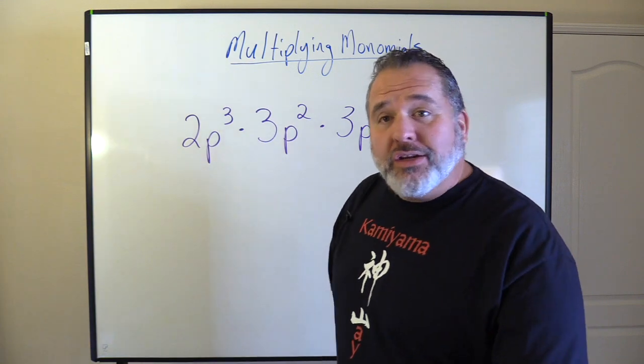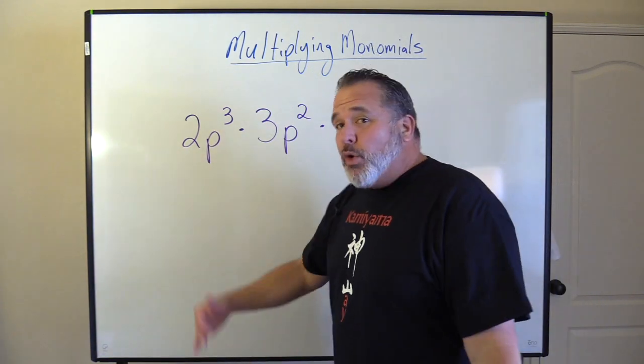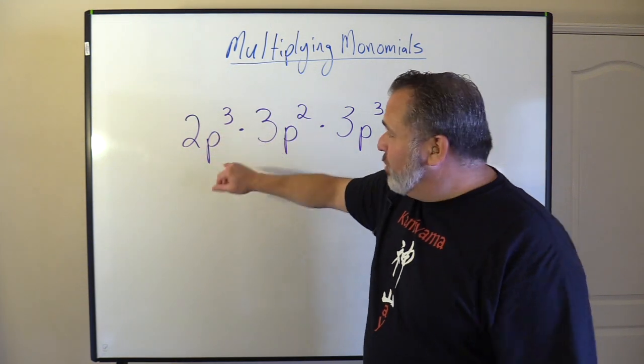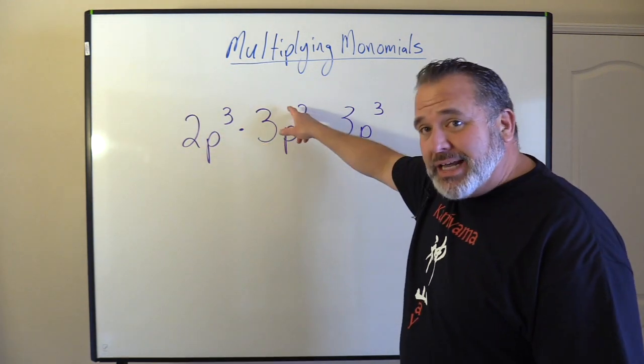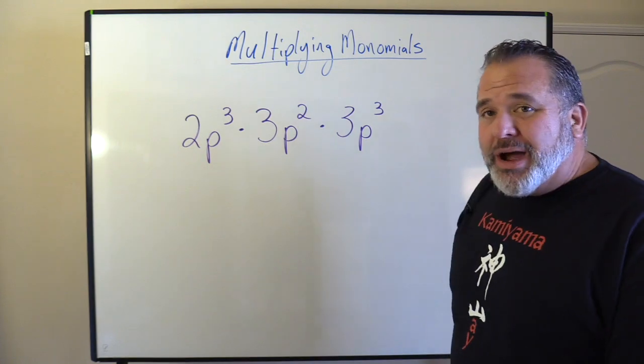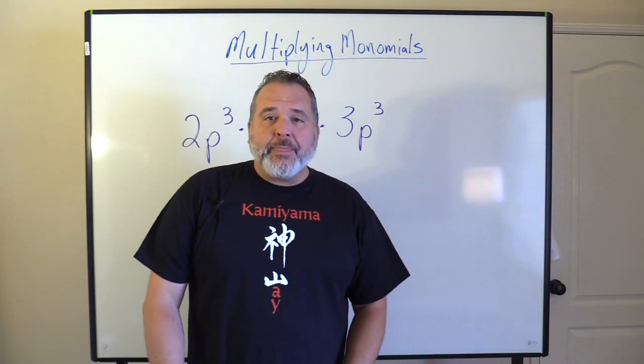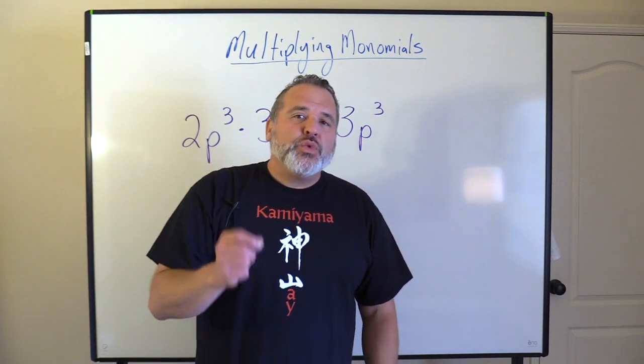All right. Now, if we look here, we've got three monomials on the board. We've got 2p to the third power. That's one monomial being multiplied by 3p to the second power times 3p to the third power. So what we're going to do is take these monomials and multiply them together. All right. Now, how do we do this properly?